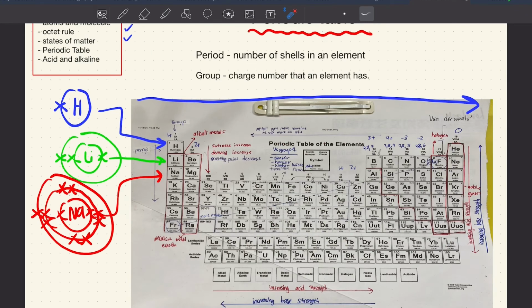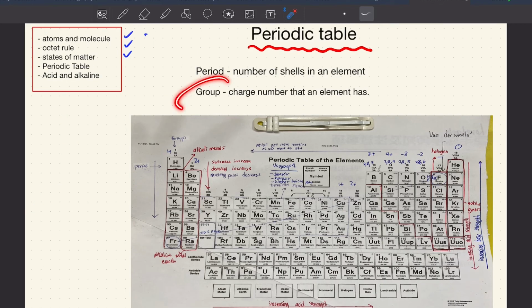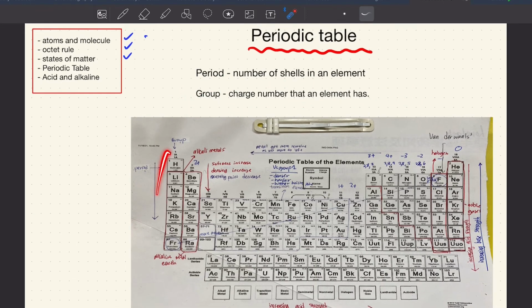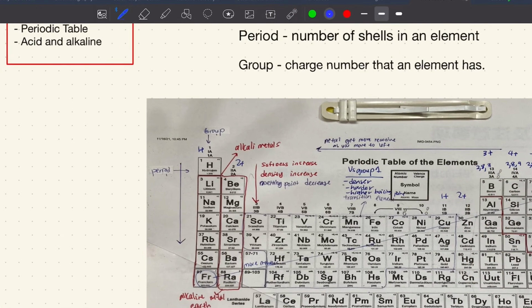So the way we read period is period 1, period 2, period 3, period 4, period 5, 6, and finally 7. And one thing, these are all transition elements that we are going to cover in another video. For group, it is basically the charge number that an element has. For group 1 we have +1, for group 2 we have +2, for group 3 we have +3, and onwards.